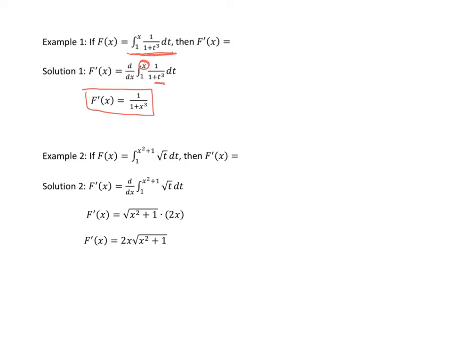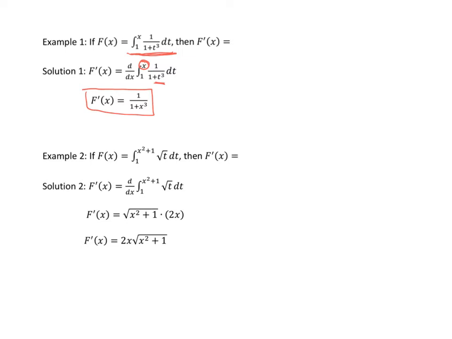The derivative and the integral undo each other. So if I want to take the derivative of the integral, I just have the expression that's on the inside. The only thing that we have to do is change the variable from a t to an x, because it was an x on top of the integral.